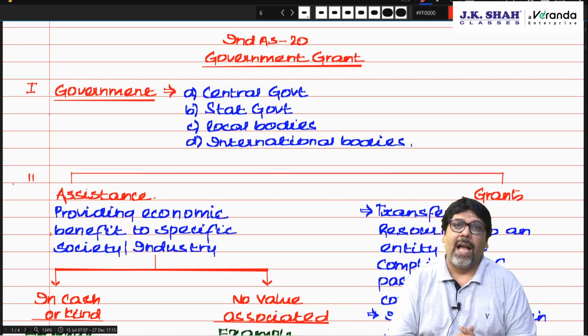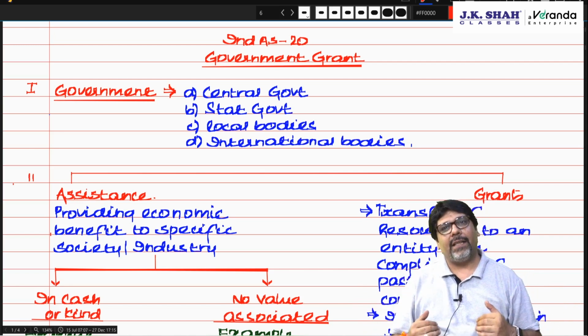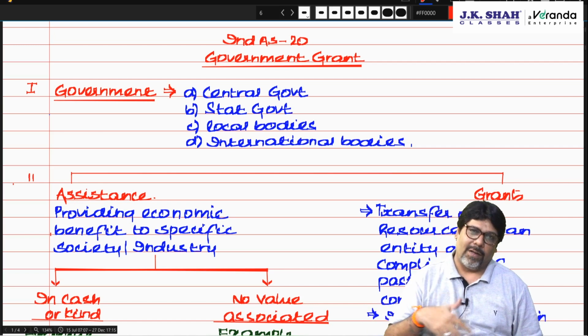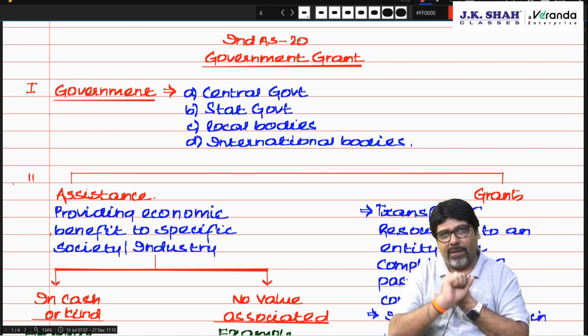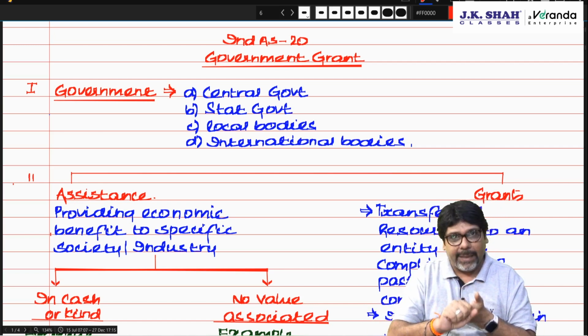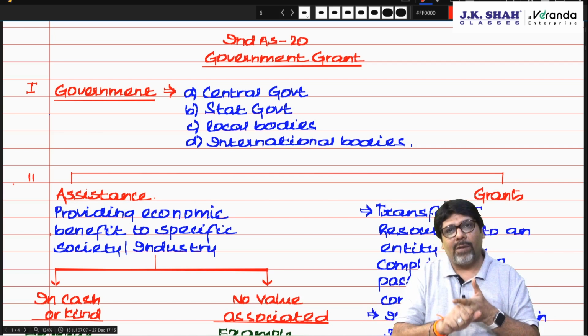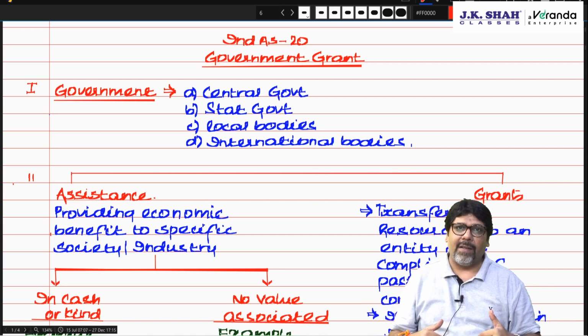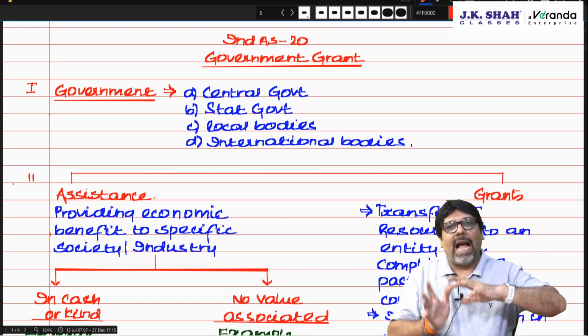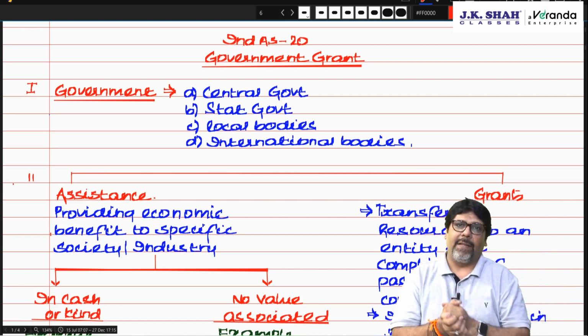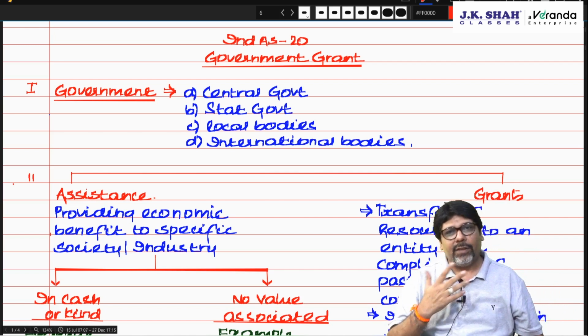Correct? And if you have received the grant, it can be refunded also. So, how to account for refund? So, you are supposed to learn what is government grant, types of government grant, how to account for receipt of government grant, and how to account for refund of government grant. Am I clear? So let's start.